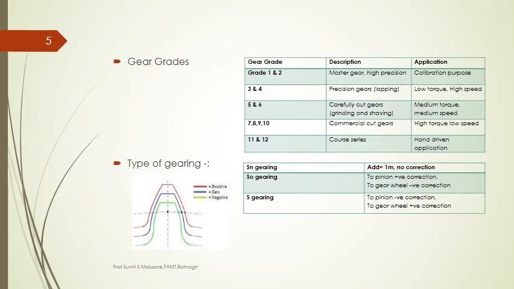First of all, what do we mean by addendum modification? Suppose the tooth gets a positive addendum modification or positive factor, then what happens? Just see, the tip of the tooth gets narrowed down and the thickness at the root of the tooth gets slightly increased. Similarly, if you give a negative correction, the tip of the tooth gets broader and the root thickness gets reduced. So this is the type of gearing. Generally we go for SN gearing.